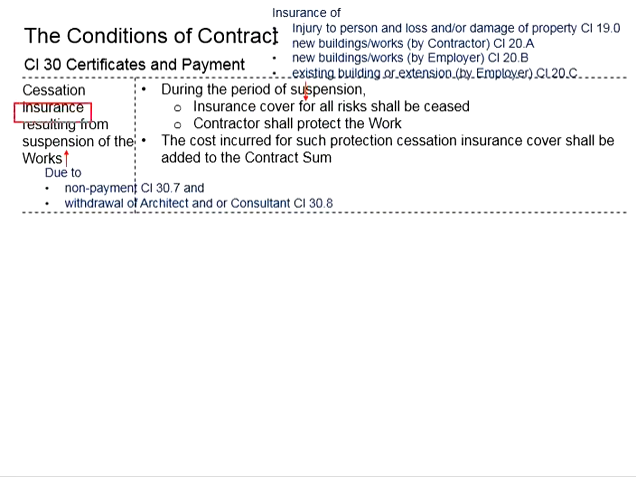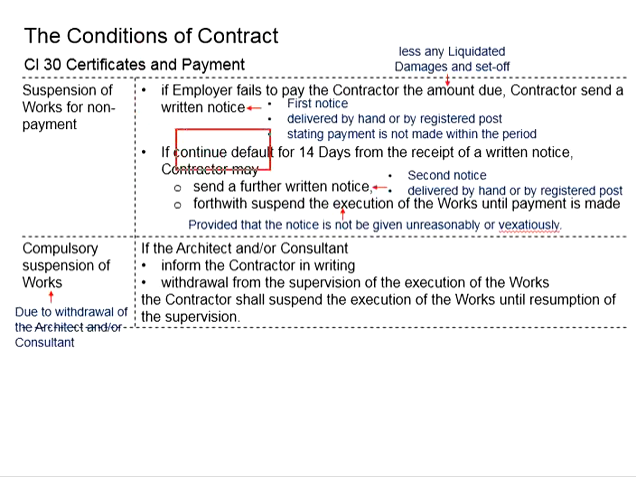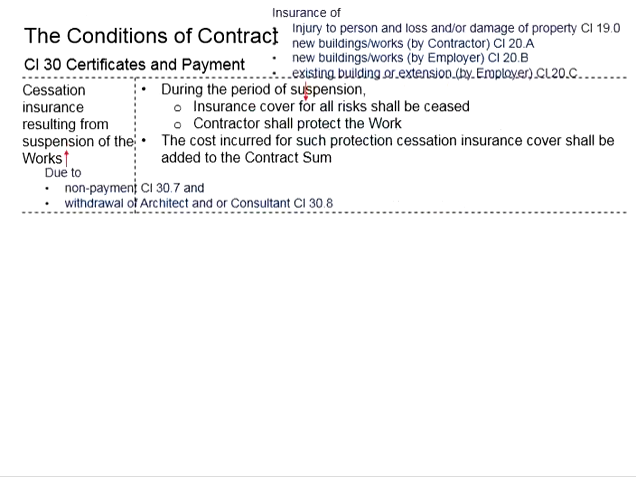Next is about the insurance. During the period of suspensions, whichever is the reason, which could be due to the default of the employer not paying for the work done by the contractor, or due to the withdrawal of the architects or the consultant, when the work is suspended, the insurance cover for all risks should be ceased. That means the insurance is no longer covering the risk.